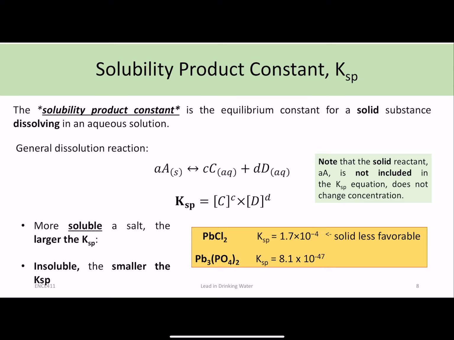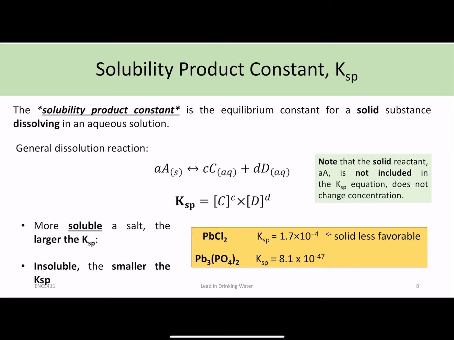So by looking at the solubility product of a compound, you can know if this compound is soluble in water or not. When you have a large constant, the compound is soluble. But if you have a very small constant, it's not soluble. For example, we have two compounds here: lead chloride and lead phosphate. We can have both in a water distribution system with lead pipes, because we have chloride, and we have phosphate if they are using phosphate in the system. Here are the solubility product constants. Both of them are very small, but this one is much smaller than this one.